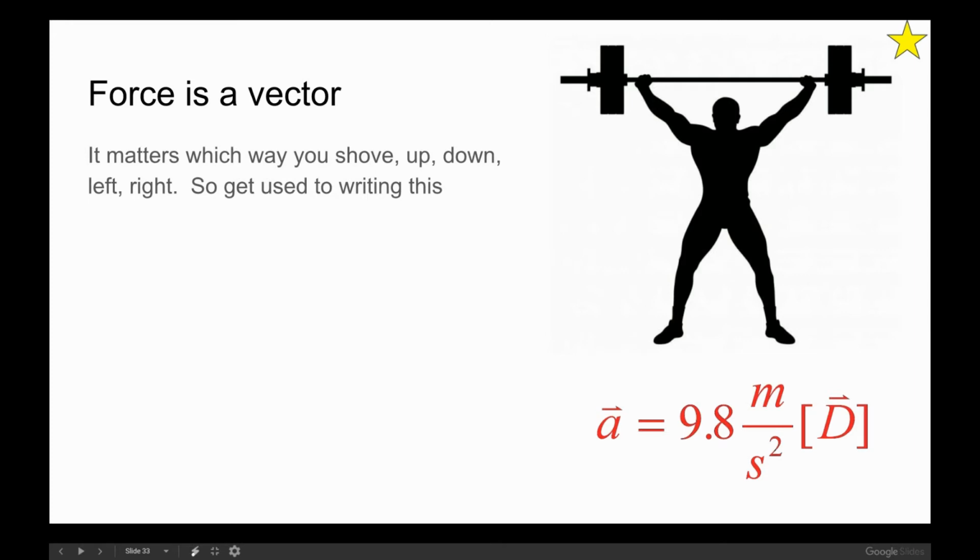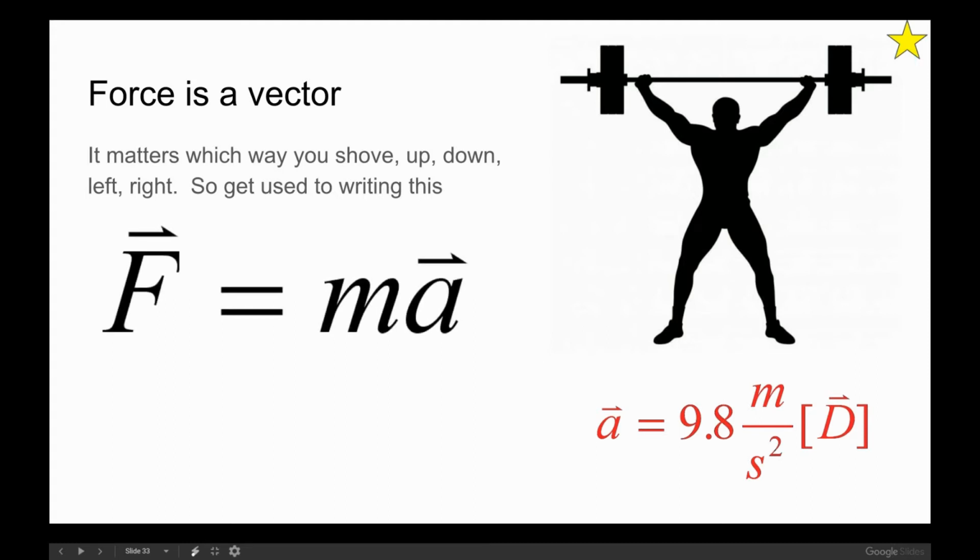The acceleration due to gravity is 9.8 meters per second squared down. Square brackets and a D indicates down. I like to throw a vector sign on top of it just to be absolutely certain you know that's a direction. We write out Newton's law, and we take a look at the force on this weightlifter.